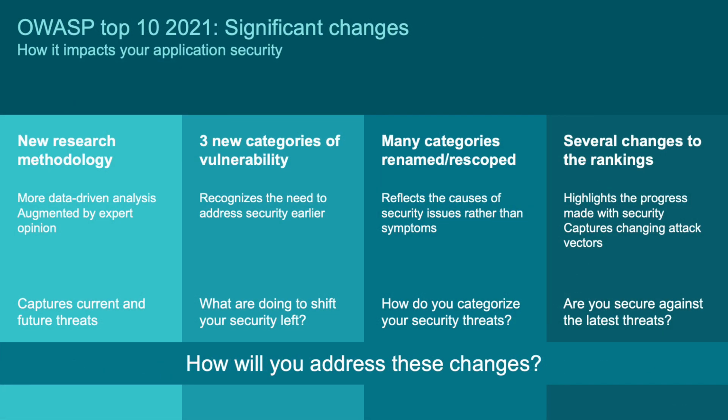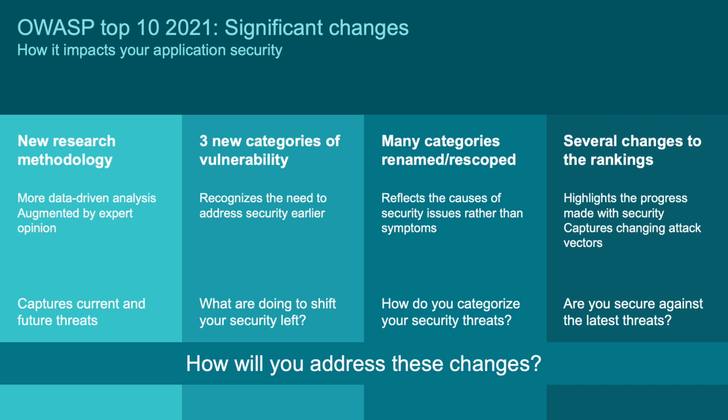So what are these big changes? What's all the noise about? Well, at a high level, there are 4 areas that have changed. The first area of change is that OWASP used a new research methodology to derive this list. And 2021 saw a much more data-driven approach to their analysis, which makes the results better able to reflect the current threats, and they augmented this with expert opinion, which provides clearer insight into future threats.